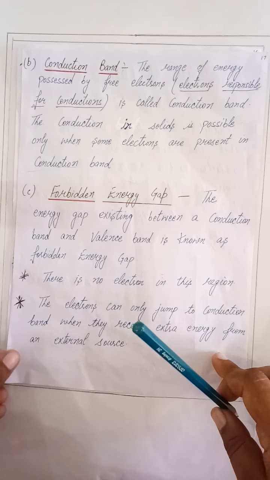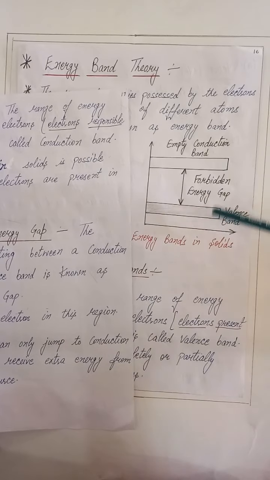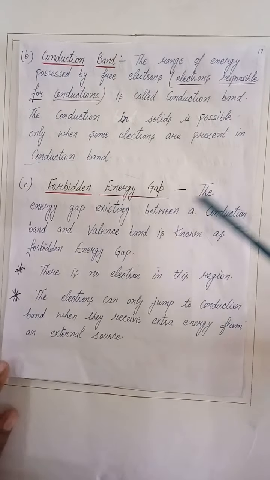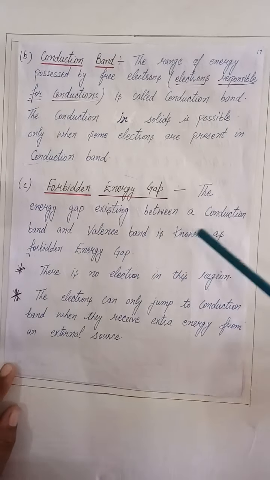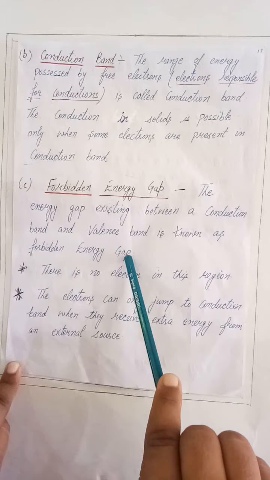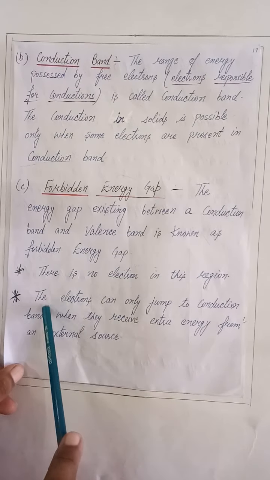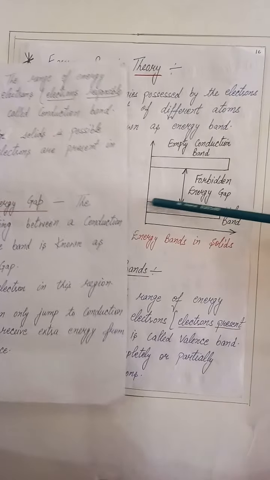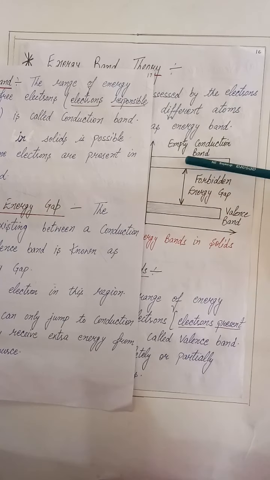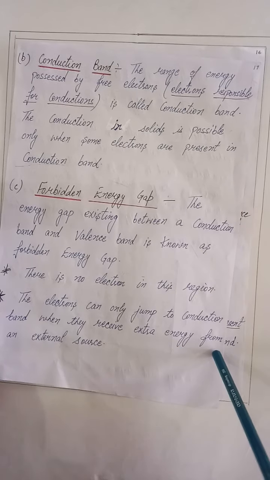Third one is the forbidden energy gap, between valence band and conduction band. The energy gap existing between a conduction band and valence band is known as forbidden energy gap. There are no electrons in this region, so the electrons can only jump to the conduction band by receiving extra energy from an external source.